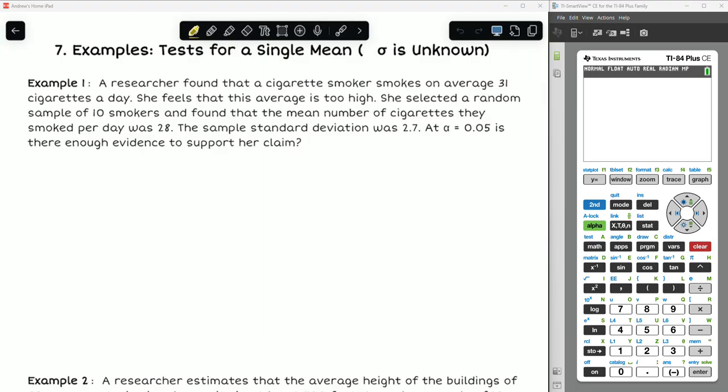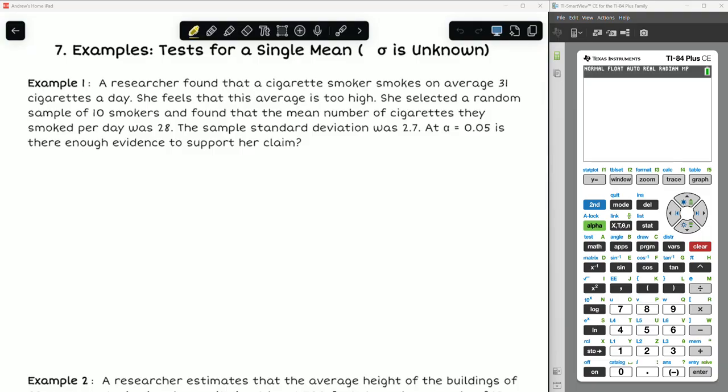Our first example says a researcher found that a cigarette smoker smokes on average 31 cigarettes a day. She feels that this average is too high. She selected a random sample of 10 smokers and found that the mean number of cigarettes they smoked per day was 28. The sample standard deviation was 2.7. At alpha equals 0.05, is there enough evidence to support her claim?